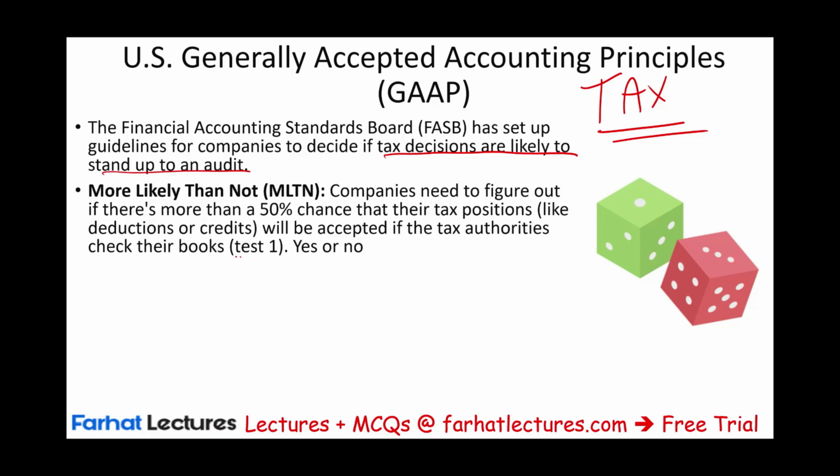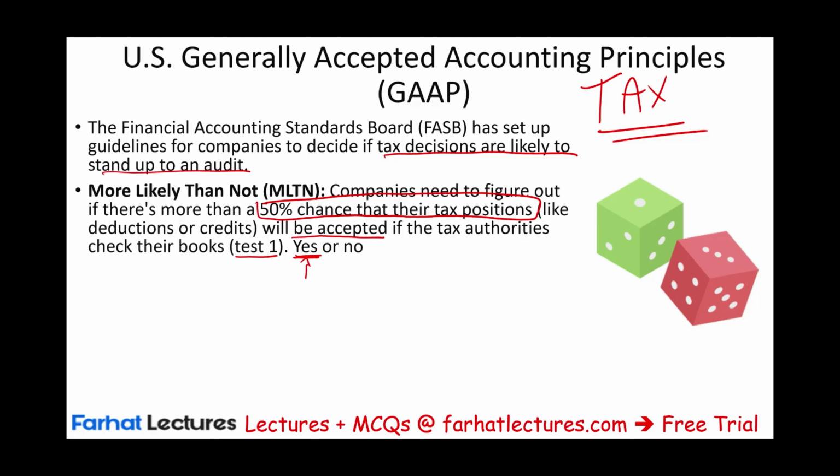This is what they call test 1. Companies need to figure out if there's more than 50% chance that their tax position, whether you took a deduction or a credit, will be accepted if the tax authority checked their books. So think of it from a tax perspective: if you were audited or if your tax return was reviewed, would that position be accepted by the IRS? If the chance of that position being accepted is more than 50%, the answer is yes to test 1. Then we're going to have to go to step 2 and book a liability.